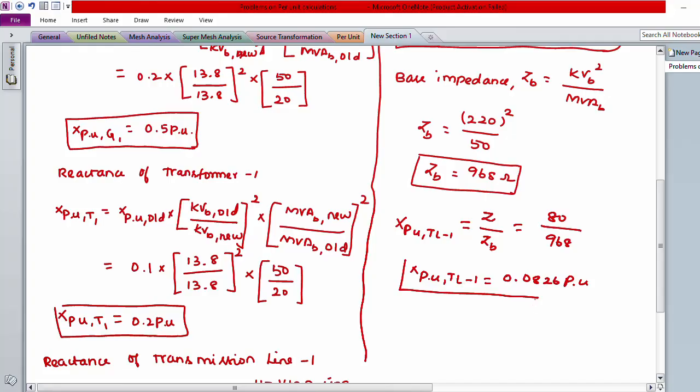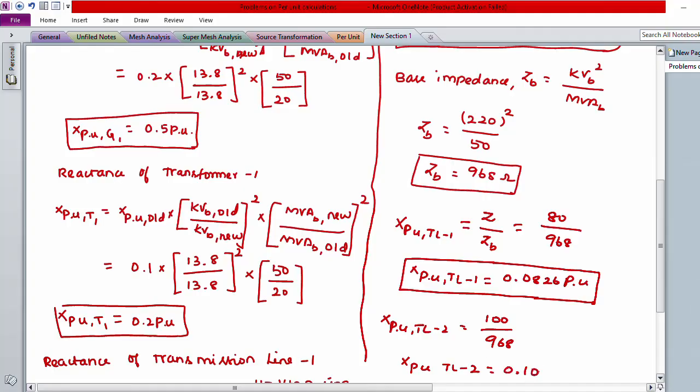Similarly, transmission line 2 is also connected at the high voltage side, but there is a change only in the impedance value. So X per unit transmission line 2 is equal to, the impedance value for section 2 is 100 ohm, so 100 divided by the base impedance, 968. So X per unit transmission line 2 is equal to 0.1033 per unit.